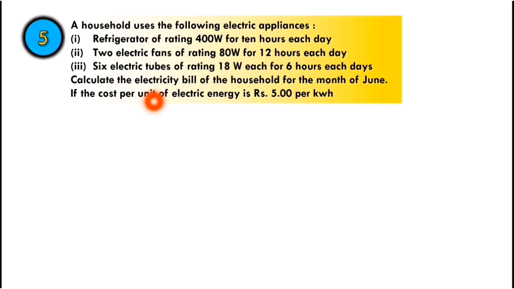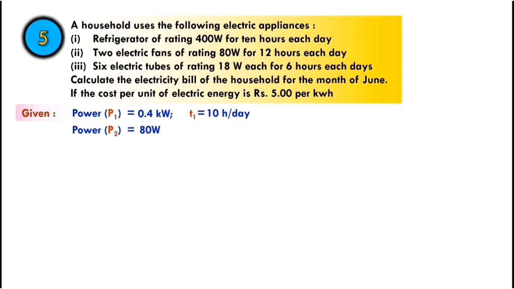So in the question, three cases are given, with three powers and three times. So we have to find out the household electricity bill for the month of June. Okay, and it is also given cost per unit of electric energy is rupees 5 per kilowatt hour. Okay, so see here, power 1 equal to 400 watt. So convert it into kilowatt, we will get 0.4 kilowatt. And time 1 equal to, it is given 10 hours. Okay, 10 hour per day.